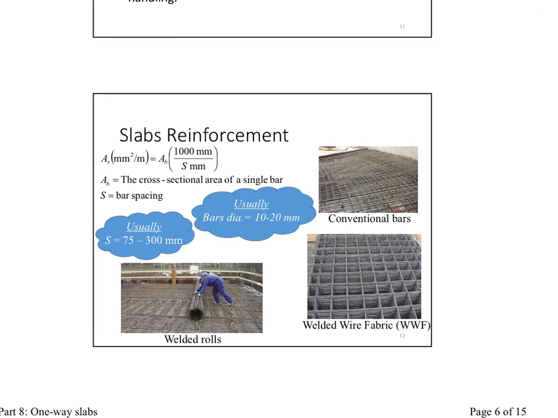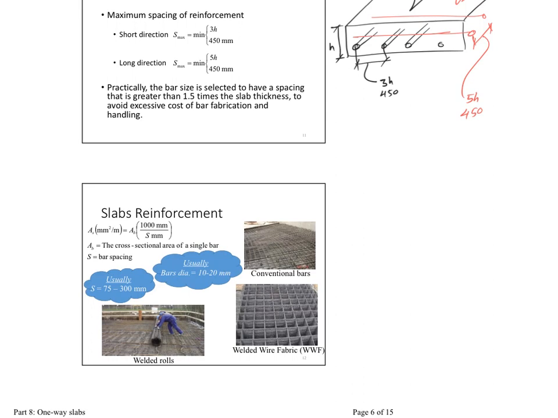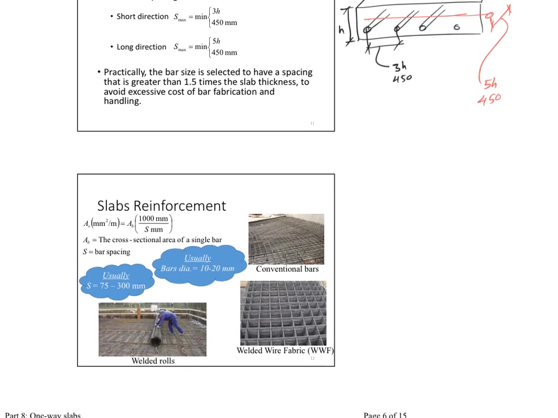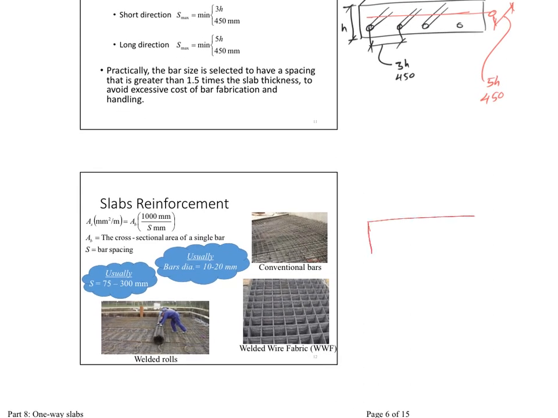Now finding the steel, once I find that I need a certain area steel, if I got here from my moment, I got some AS and I want to start distributing this AS.